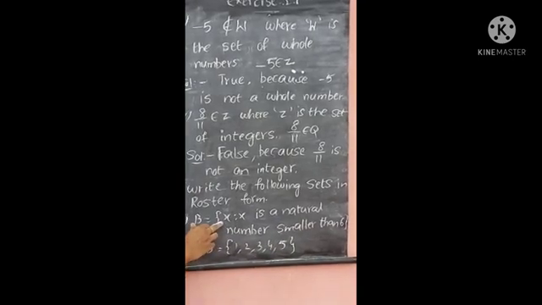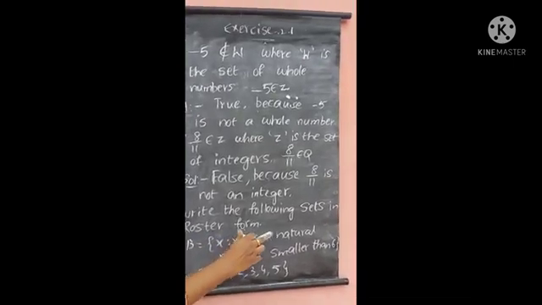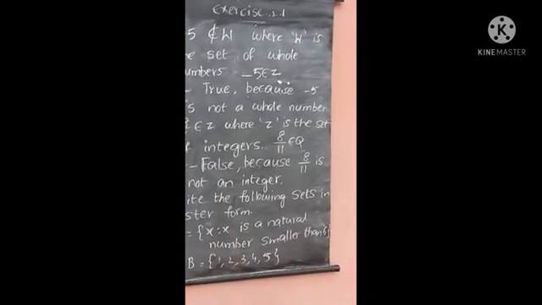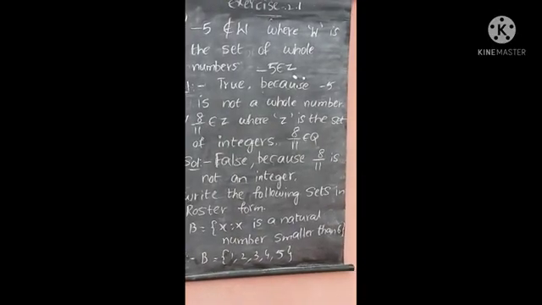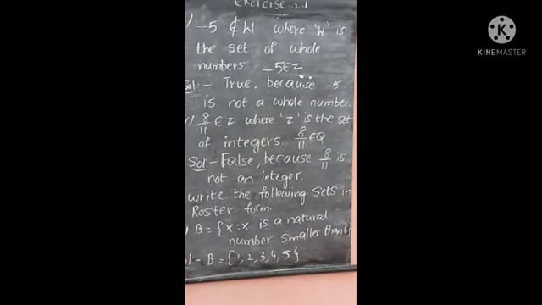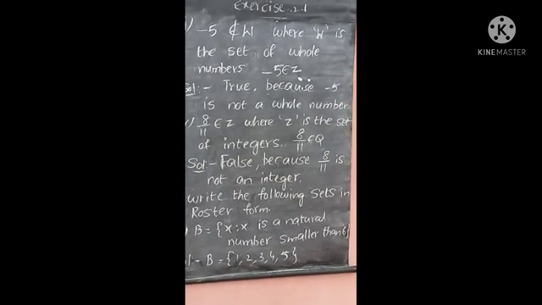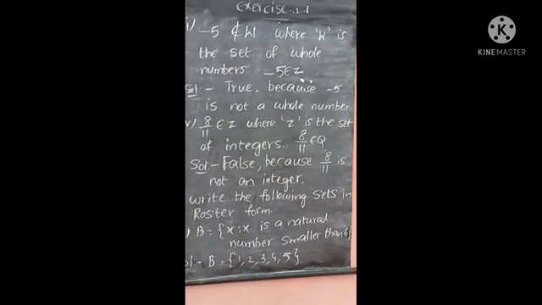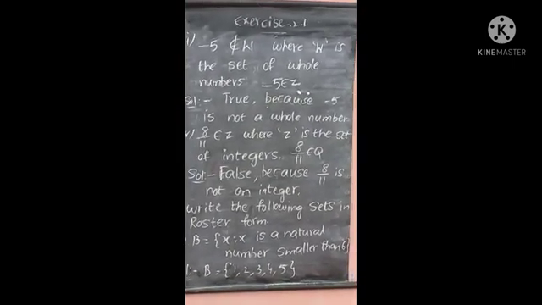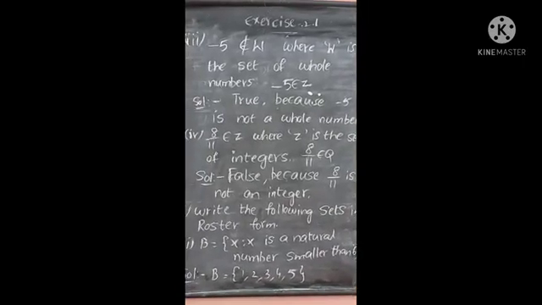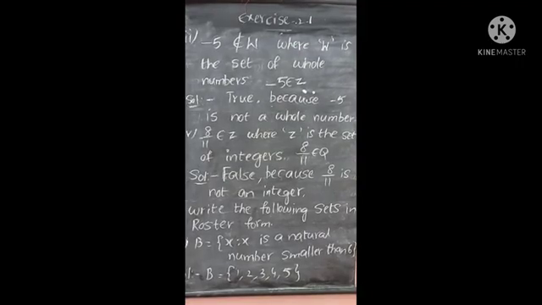Here, we have to read this statement as: x such that x is a natural number smaller than 6. What are the natural numbers? 1, 2, 3 and so on are the natural numbers. Smaller than 6 means the natural numbers which are less than 6. What are the natural numbers smaller than 6? 1, 2, 3, 4, 5. Will 0 come or not? 0 is a whole number which is not a natural number. So we don't want to take that 0.